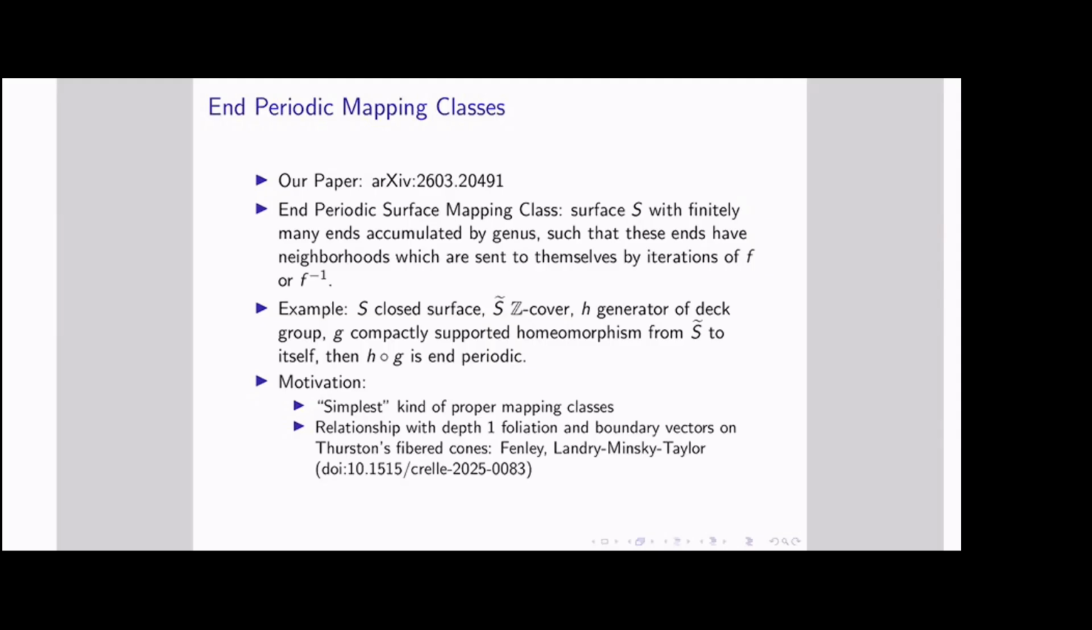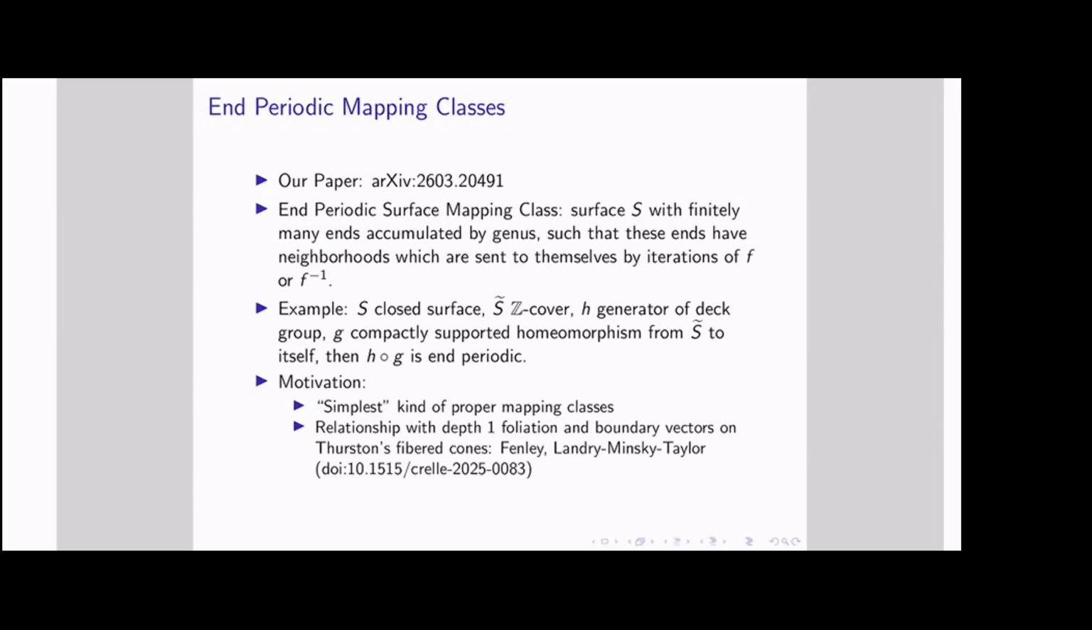As an example, if we start with a closed surface, we can consider a regular cover with deck transformation group Z. So it's a Z-fold cover. For that, S tilde, we think about it like a surface with infinitely many genus, arranged horizontally. So it has two ends corresponding to going to infinity in two different directions. And now we have the deck transformation. We can just shift everything to the right.